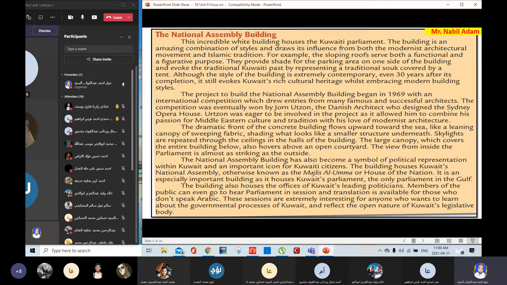The third paragraph talks about the beauty of the building. How beautiful is it? It's very beautiful because it has a special shape. And the fourth and fifth paragraphs talk about how the National Assembly building is politically important. It's a symbol of political representation within Kuwait. And as you know, it's the first parliament in the Middle East or in the Gulf.